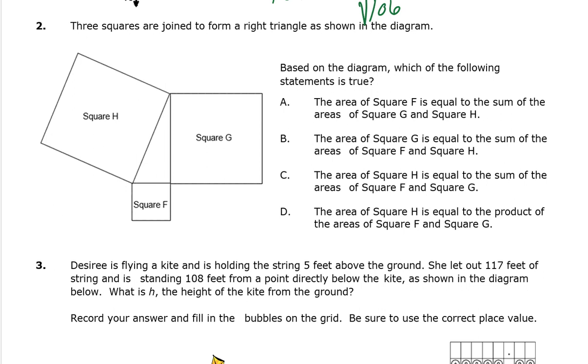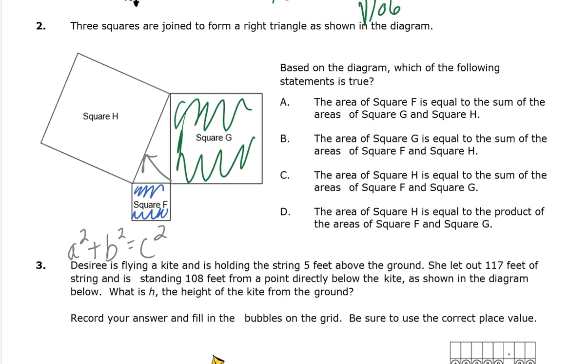Okay. 3 squares are joined to form a right triangle as shown in the diagram. Based on the diagram, which of the following statements is true? So if you remember Pythagorean theorem, the longest side represents my hypotenuse. And Pythagorean theorem says a squared plus b squared equals c squared. And what that means is that the area of my small square plus the area of my medium square will add to equal the area of my largest square.